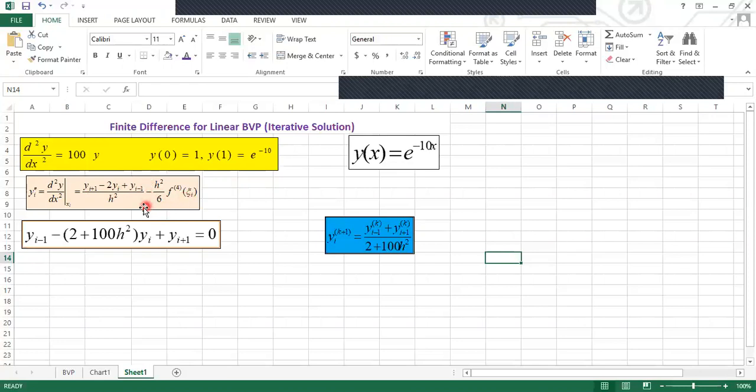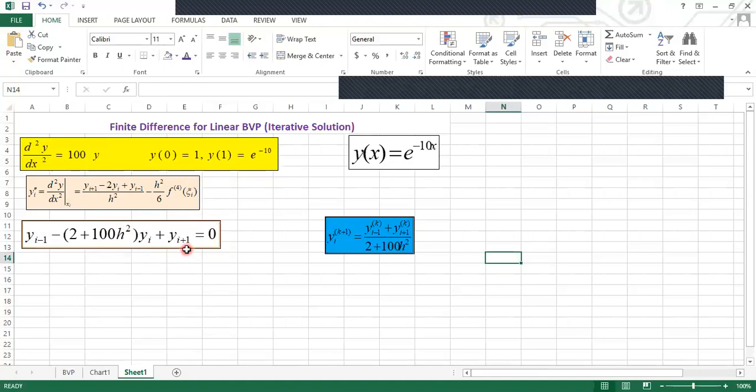While solving the equation, we only limit our expressions to the three terms. We do not include the error term. This is important for theoretical studies for the problem. So for this problem, we have the finite difference form as y(i-1) minus (2 plus 100h squared) times yi plus y(i+1). So this equation should be applied for all of the interior points where we want to calculate the values.